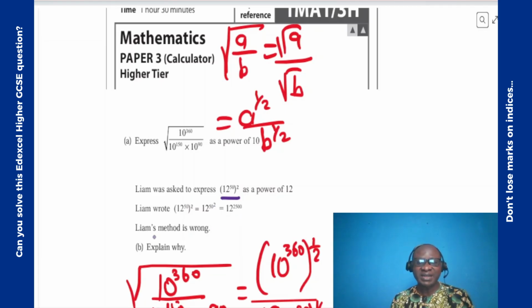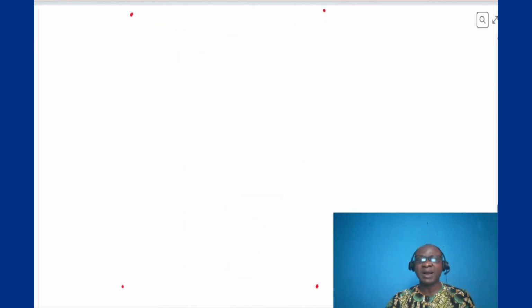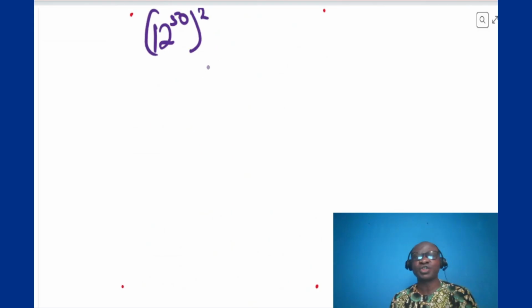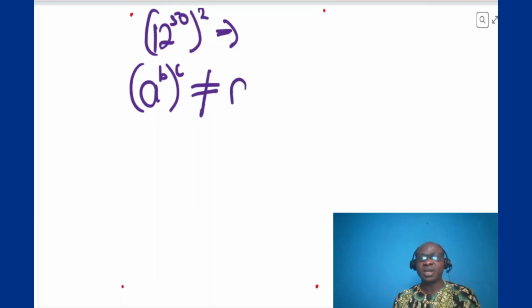And the question now asked, Liam's method is wrong. Explain why. Let us explain it. 12 to the power of 50, all raised to power 2. The question is 12 to the power of 50, then everything to the power of 2. For the explanation to this question B, I want you to recall that if I give you A to the power of B and again to the power of C, it is not equal to A to the power of B and B to the power of C.